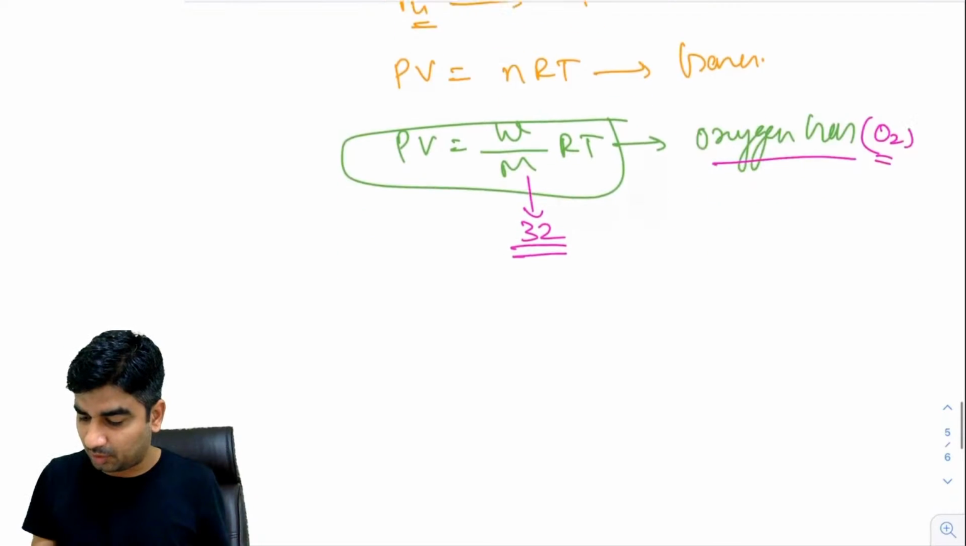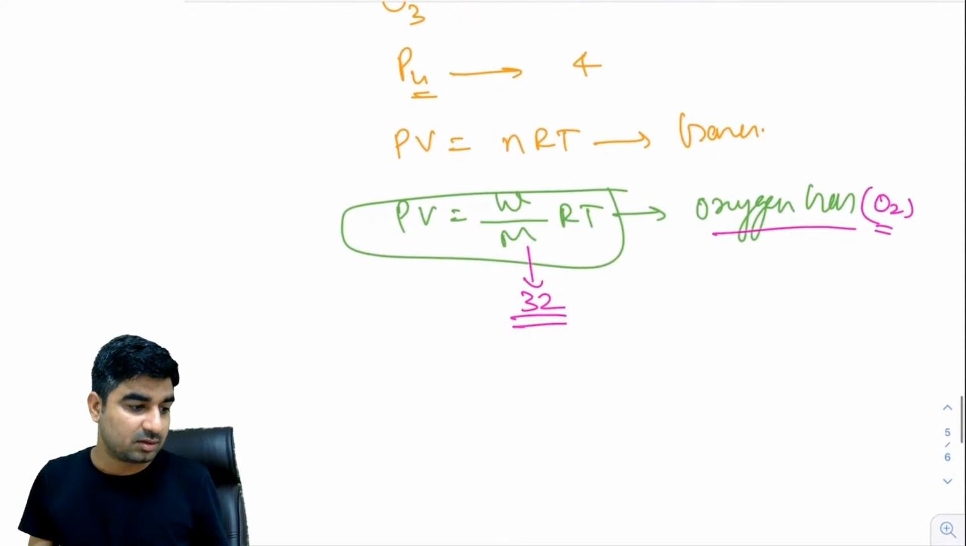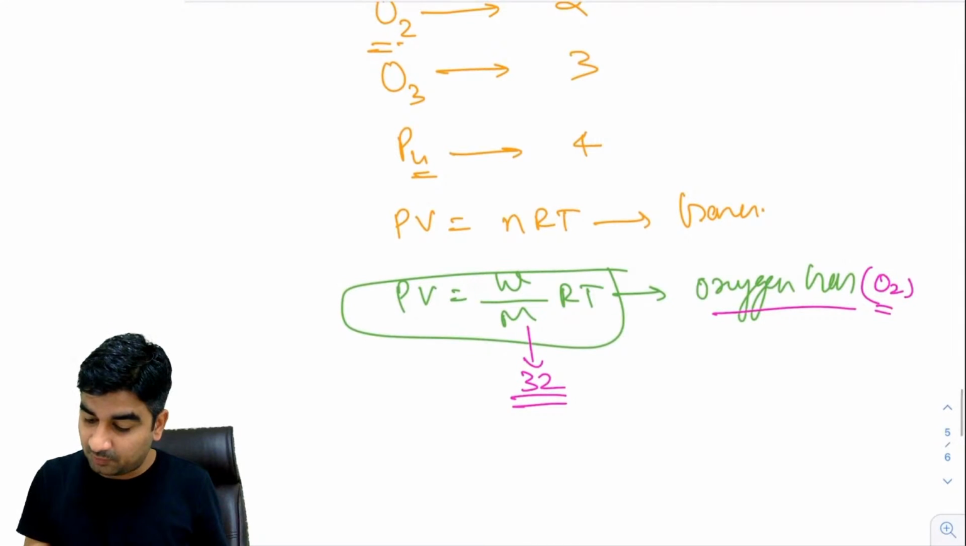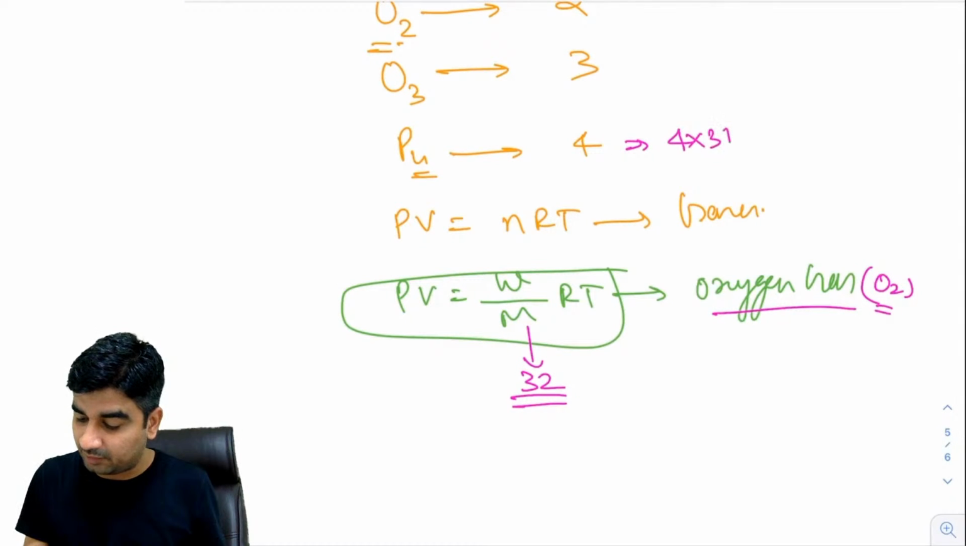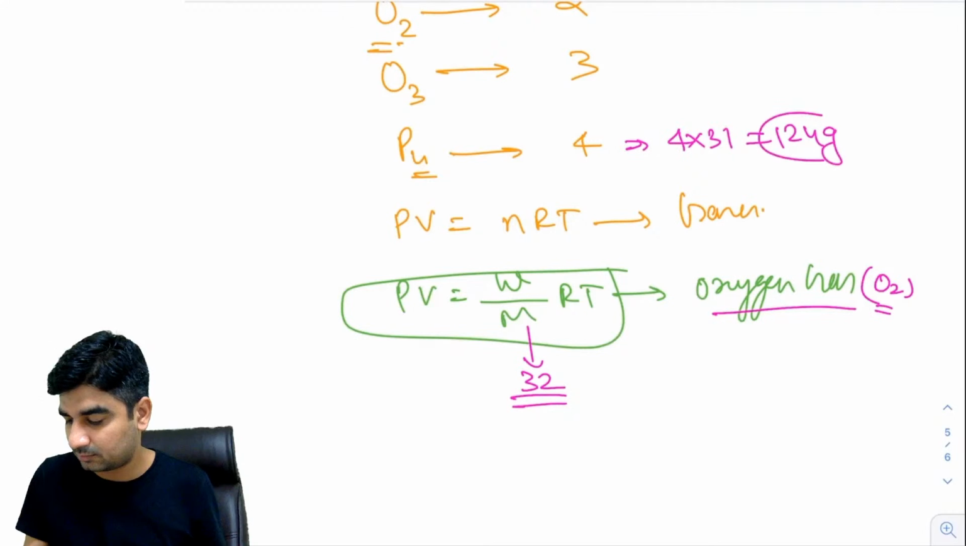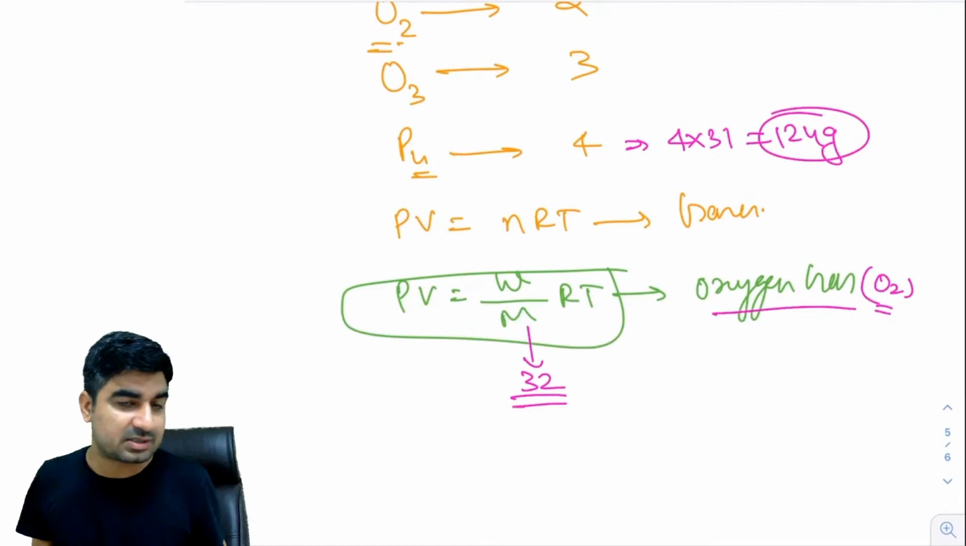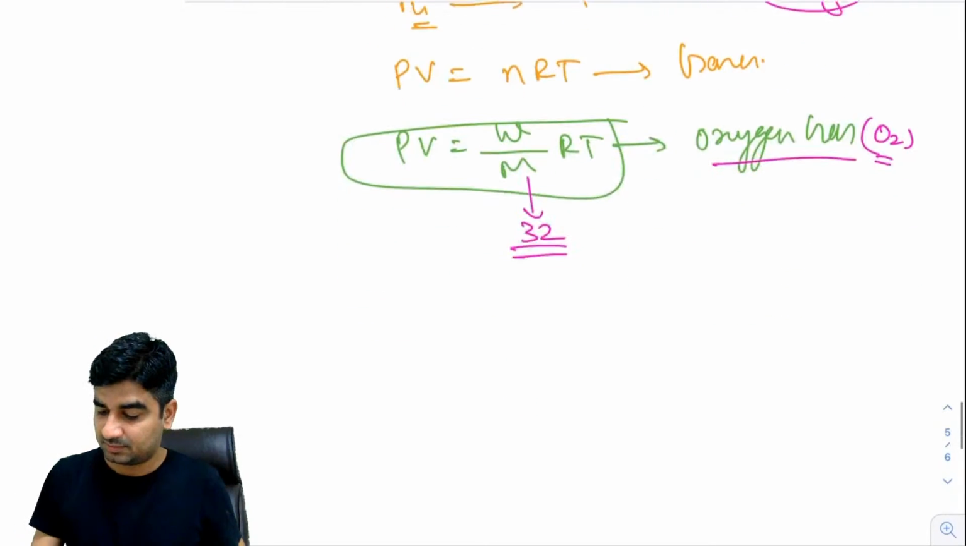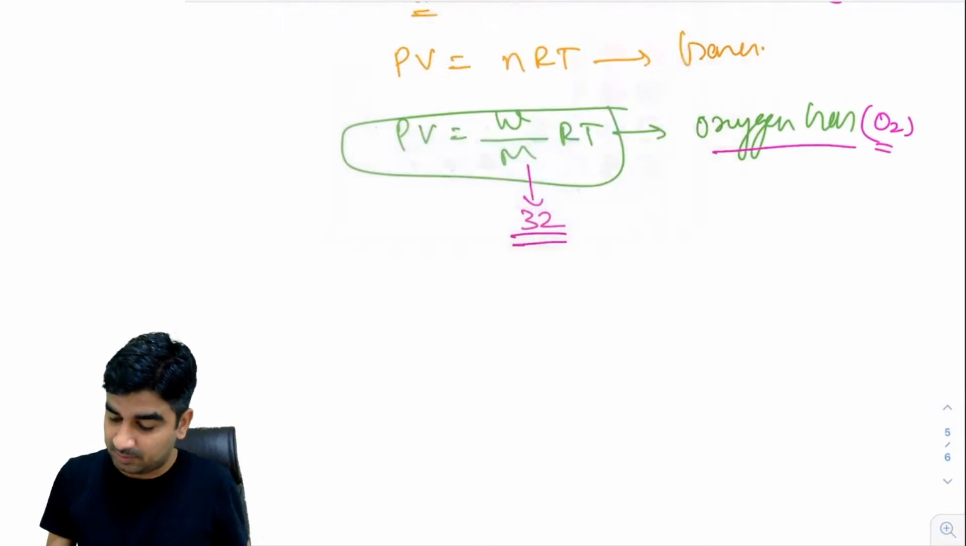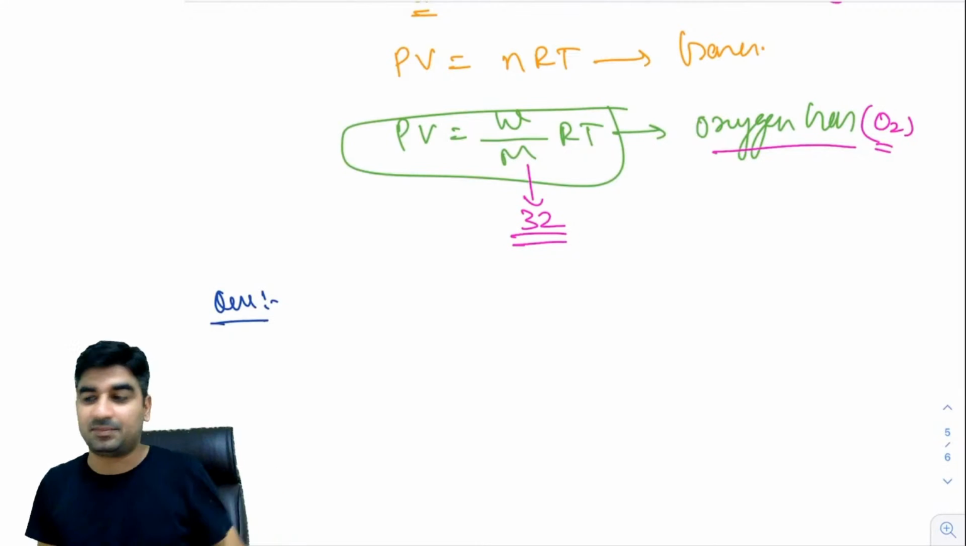So let's take one problem. So in case of P4, you have to take 4 into 31. So let's take one problem over this, how such problems are asked. So I'm increasing the level.